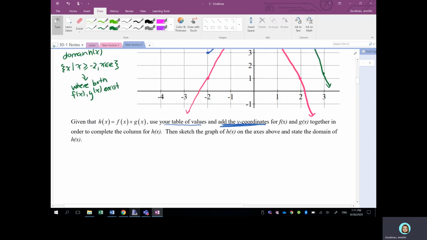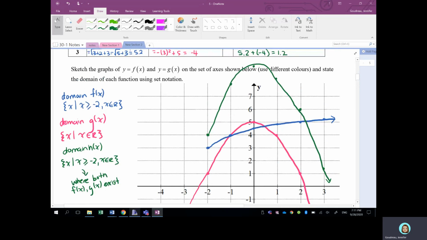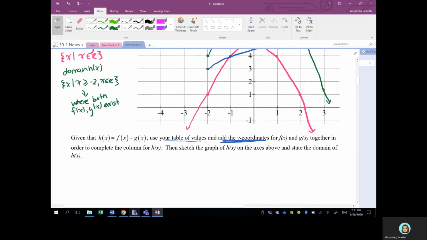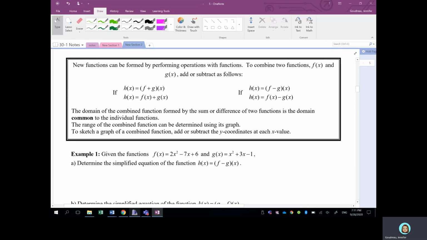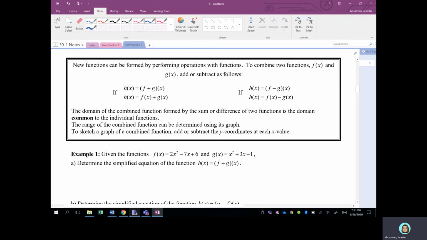So we just found our first combined function, and we found it by taking two functions and combining them together using addition. So let's talk a little bit about what we did. Let's do a quick summary. New functions can be created by performing operations with functions. To combine two functions, f and g, we can add or subtract as follows.